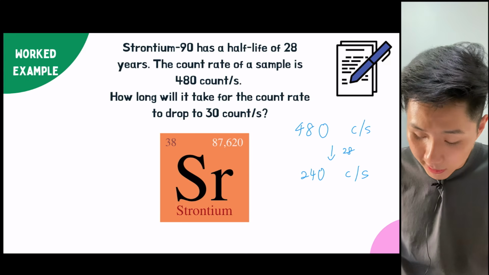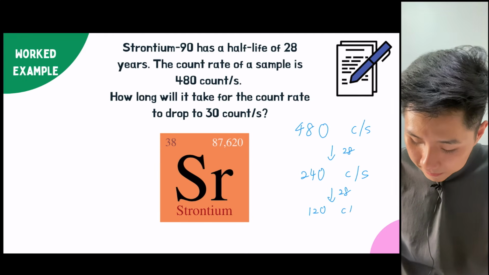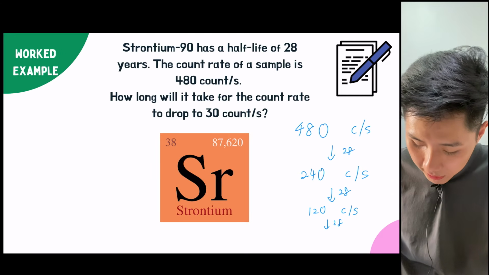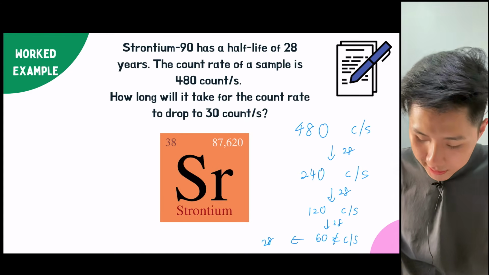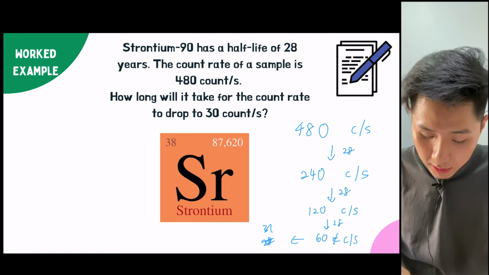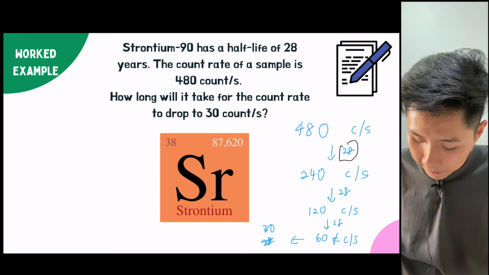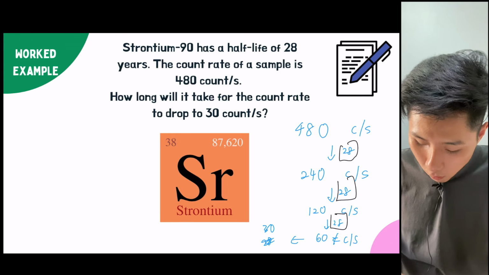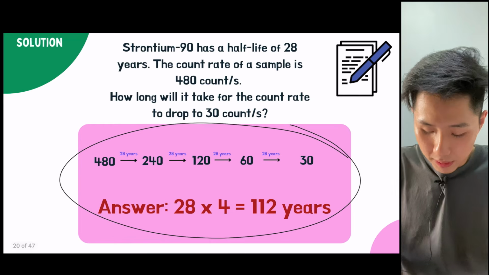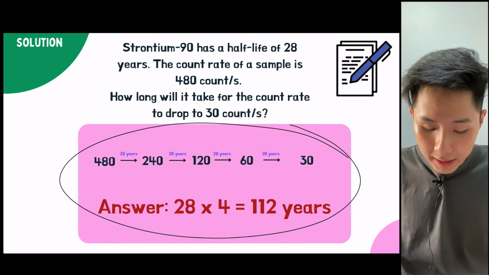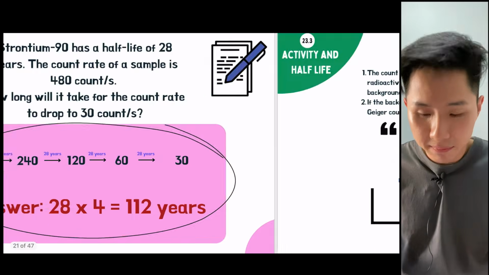Should be counts per second, yeah. And then after another 28 years, it will be 120. Another 28, it will be 60. And it's only after another 28 years that it will turn to 30. So you can see that we have undergone 4 half-lives of 28 years. So the answer should be 4 multiplied by 28. And that's how I show it. Therefore, the answer is that it takes 112 years for the count rate to drop to 30.